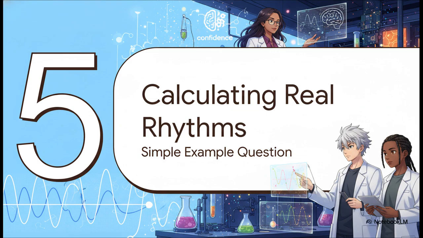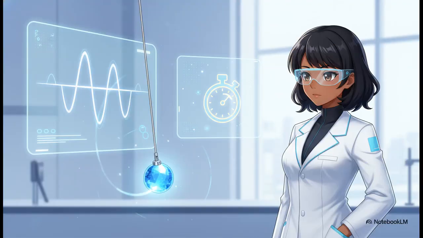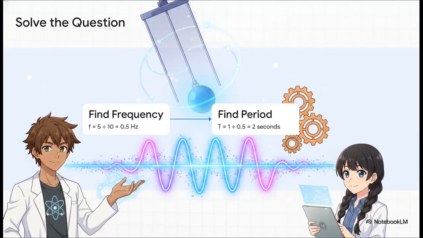Section 5. Calculating real-world rhythms. Putting the equations to the test. Let's head into the lab. All right, welcome to our virtual lab. Here's a quick scenario to build some confidence. A simple pendulum makes exactly 5 oscillations in 10 seconds. We need to find its frequency and its period. Think back to the vocabulary toolkit we just learned. Let's move through this and see how it builds step by step.